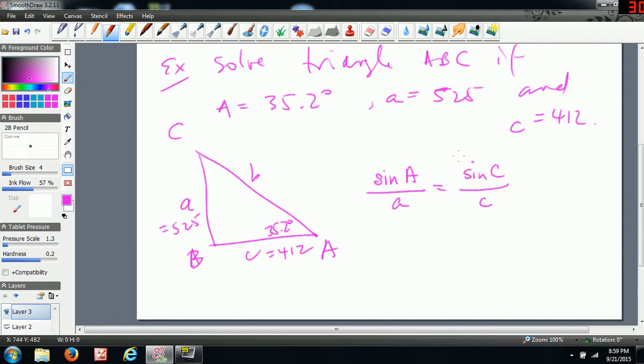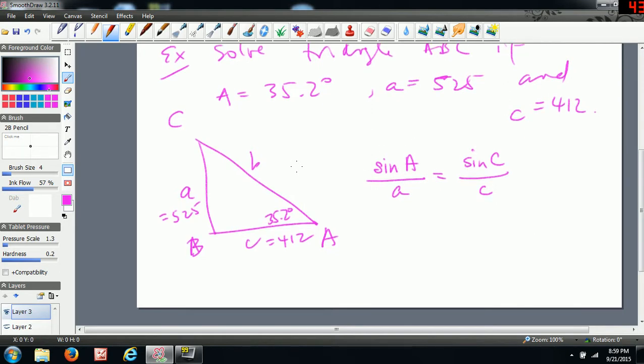But that's why I introduced both forms to you in the beginning of the lesson, because I find that whatever you're looking for should be on the top, just to eliminate some steps at the end. So sine of A over, so that's why we set it up like this. So here, sine of 35.2 degrees over sine of A, which is 525, is equal to sine of C, which I don't know, over 412. And now I'm going to solve for C.